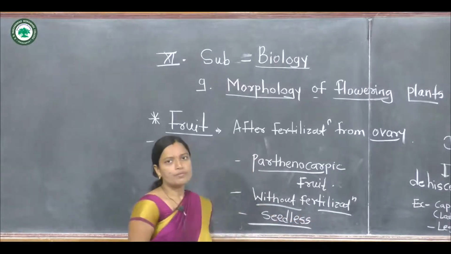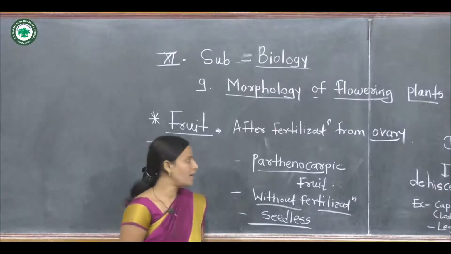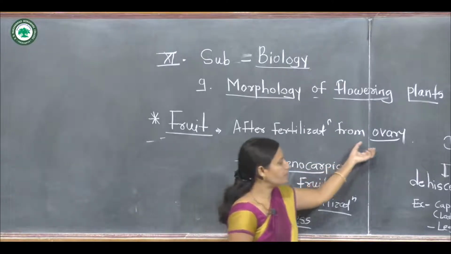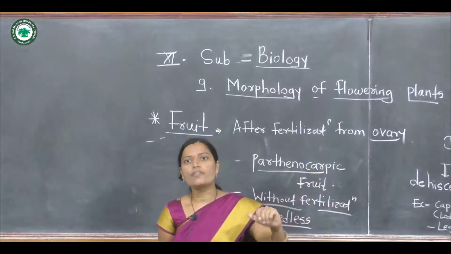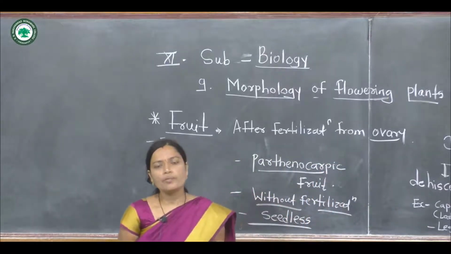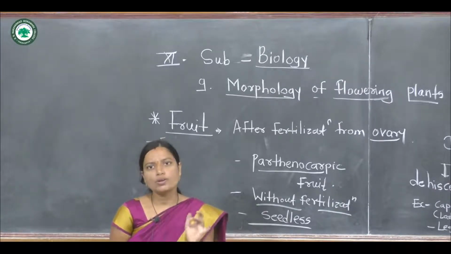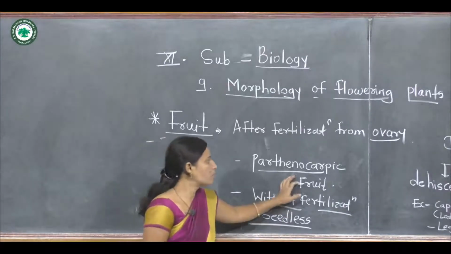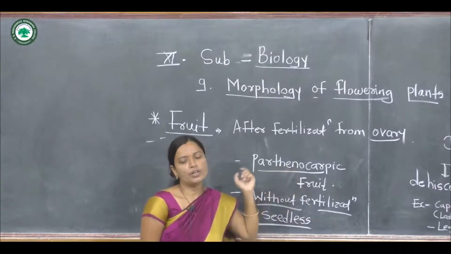Parthenocarpic fruits are seedless fruits, meaning seeds are absent in them. These fruits are formed directly from the ovary, which is converted into the fruit without fertilization, without the mixing of gametes. The fertilization process does not occur in these fruits, and this fruit is called a parthenocarpic fruit.